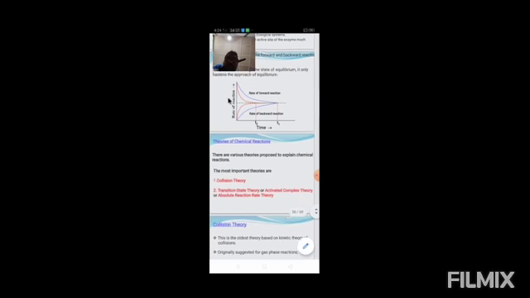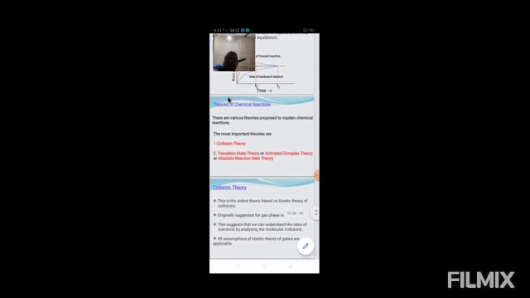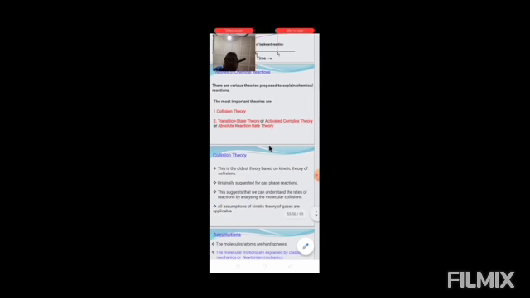Now we have some theories on how chemical reactions occur, which we will discuss here. The most important theories are, first, collision theory, and second, transition state theory or activated complex theory, or you can say absolute reaction rate theory. Here collision theory is important for your exam.